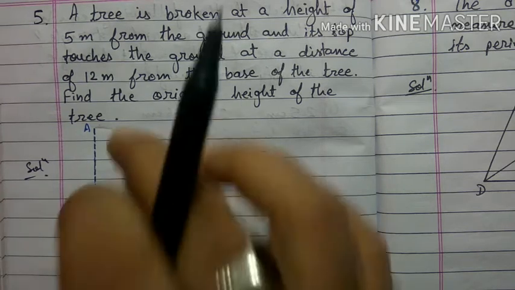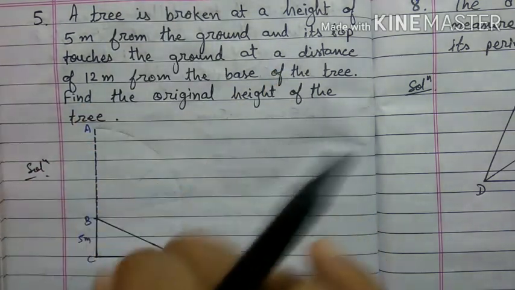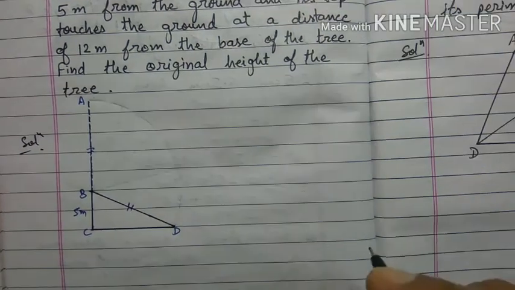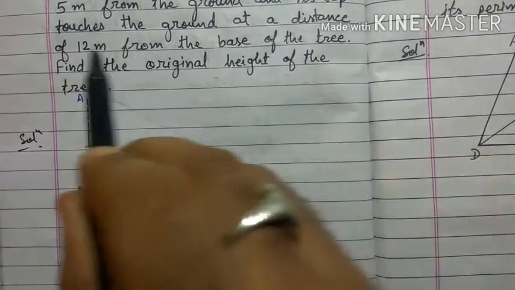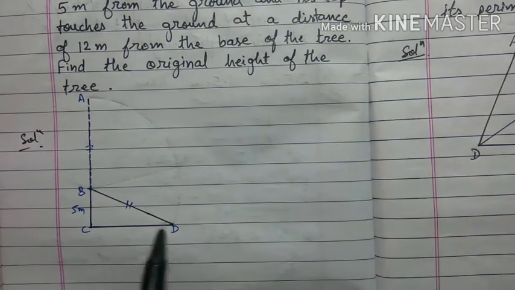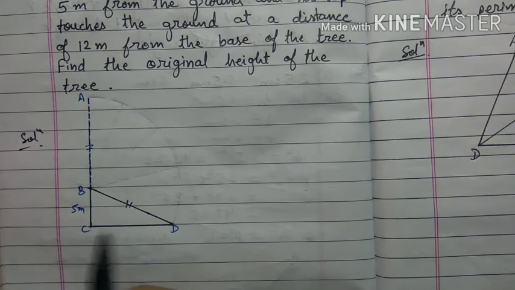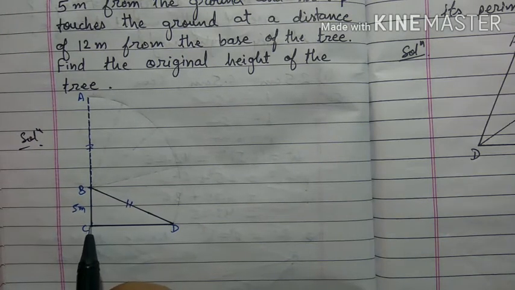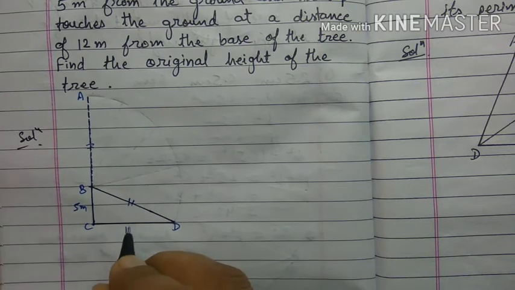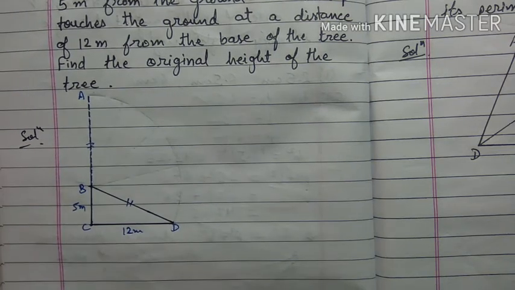Okay, this AB now becomes BD. This part is equal to this part. Also it is given that its top touches the ground at a distance of 12 meter from the base. So the top is this that touches 12 meter from the base. This is the base and from the base it touches 12 meter. This 12 meter is given.